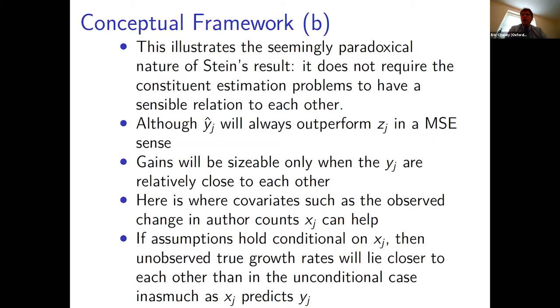And this is where covariates, such as the observed changes in author counts, can help. If Stein's method holds conditional on the observed author growth, then the true growth rates will lie closer to each other than in the unconditional case. That is, if you just give me all of Baidoch's growth rates, I can do better than what Baidoch did by shrinking them towards the overall mean of all the growth rates, as long as the assumptions under Stein's method hold. But if I have a covariate, the total number of authors, and Stein's result holds conditional on this, I can shrink conditional on the growth rates, and that will do better than the unconditional shrinkage. In fact, you can improve upon the existing estimates perhaps by a considerable amount, to the extent that author growth predicts city growth strongly.